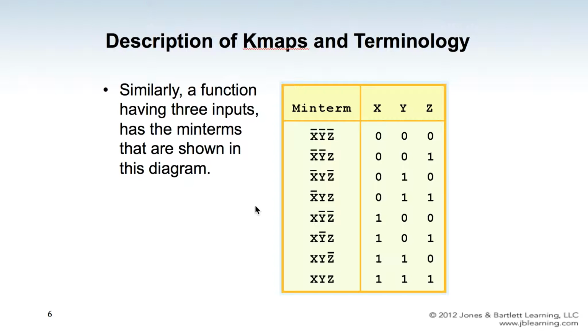The general formulation for computing the number of minterms is this: let n be the number of variables, then the number of minterms is 2 to the power n. That's the general formula to compute how many minterms there are given a number of input variables.